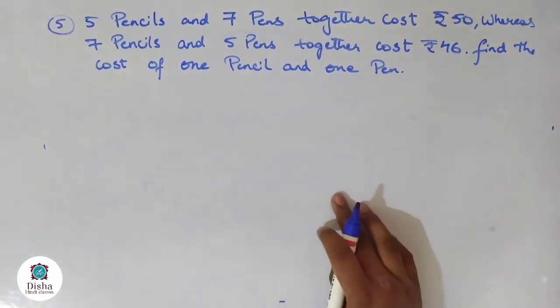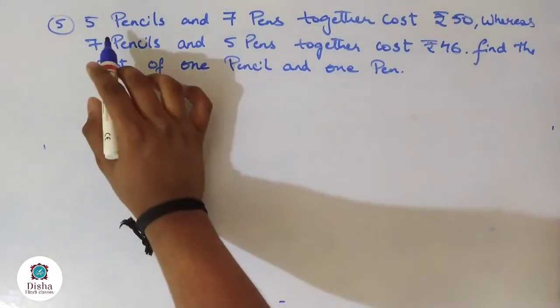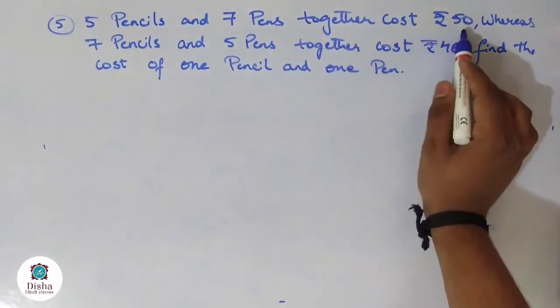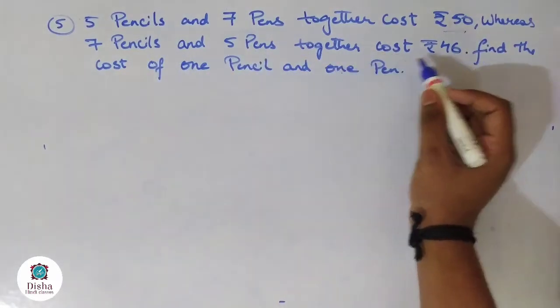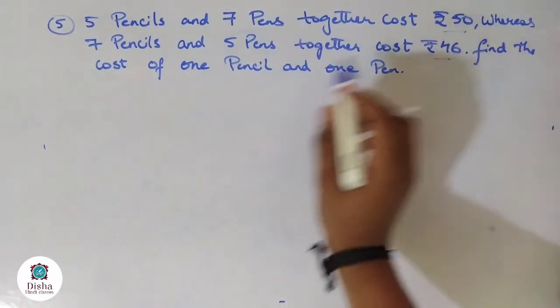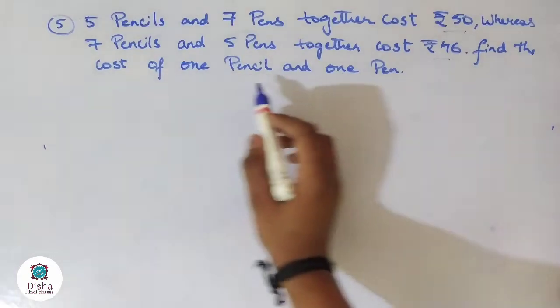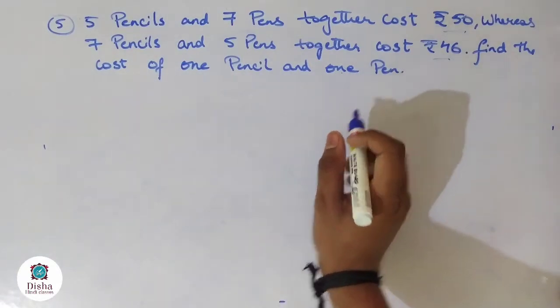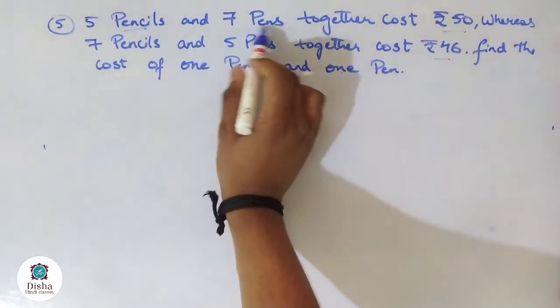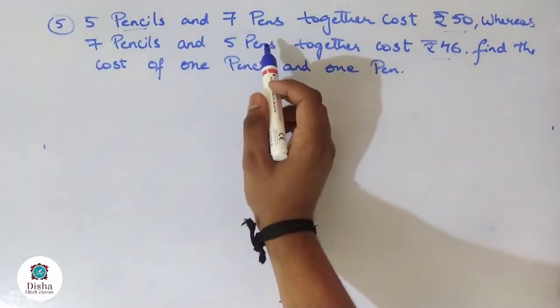And now the fifth one, we have the problem that 5 pencils and 7 pens together cost 50 rupees, whereas 7 pencils and 5 pens together cost 46. Now find the cost of one pencil and one pen. So now we have 5 pencils and 7 pens, and 7 pencils and 5 pens.